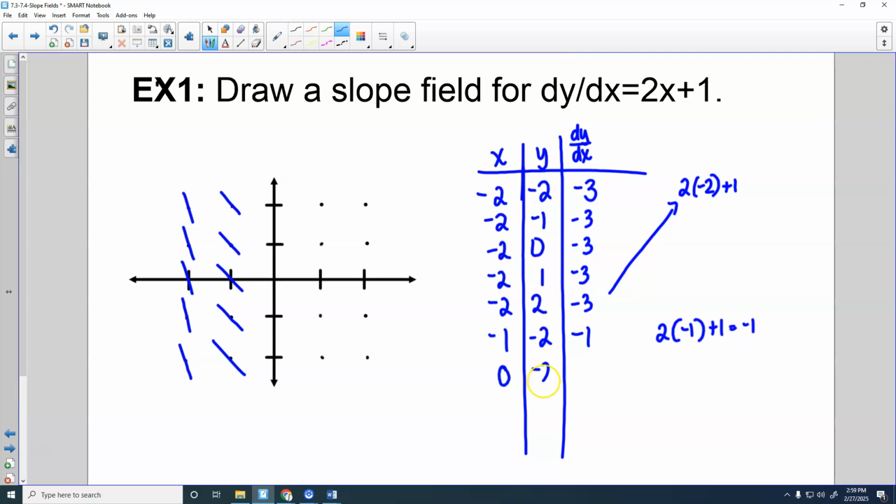The next point is at (0, -2). So if I do 2 times 0 plus 1, I will get 1. So that's going to be a positive slope of 1. So that'll look like this. And that whole column right there will look the same.